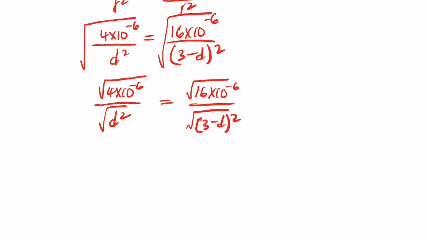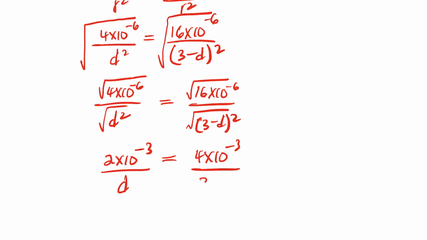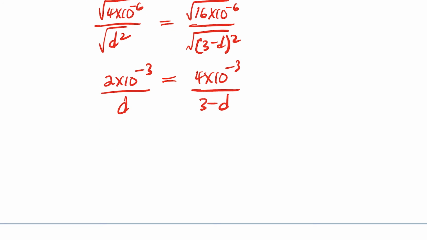If you take the square root of 4, it's going to be 2 times 10 to the power negative 3. Let me confirm that in my calculator. Square root of 4 times 10 to the power negative 6, it's going to be that. Yeah, I'm right. So divided by square root of d squared, it's d. And then square root of 16 is going to be 4 times 10 to the power negative 3, and that is going to be 3 minus d. And then that's the math after that.